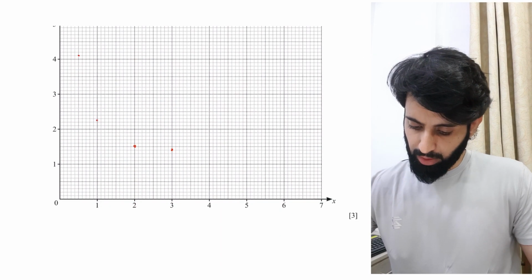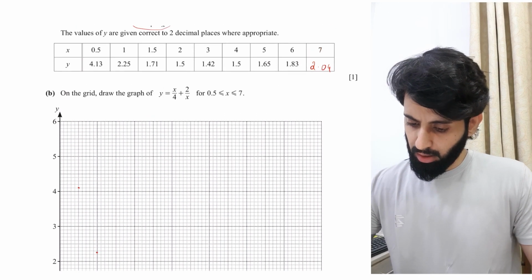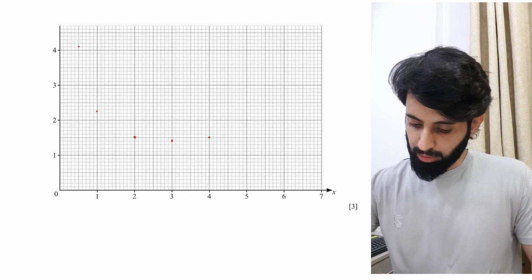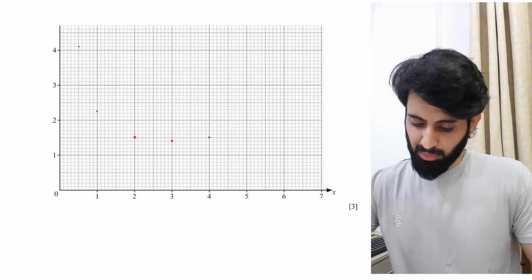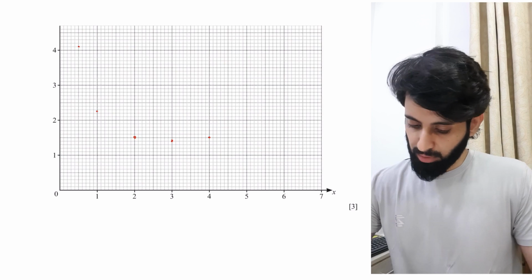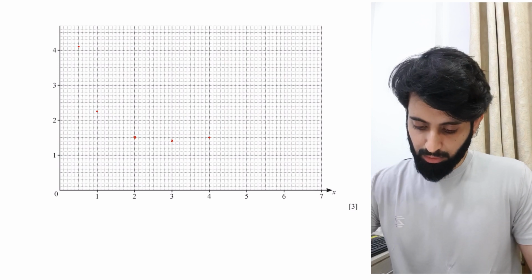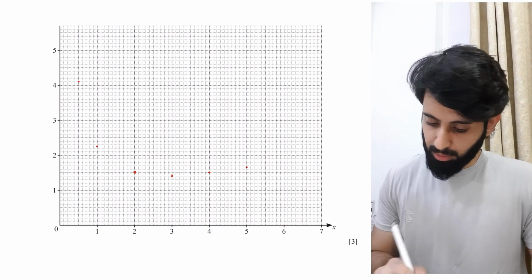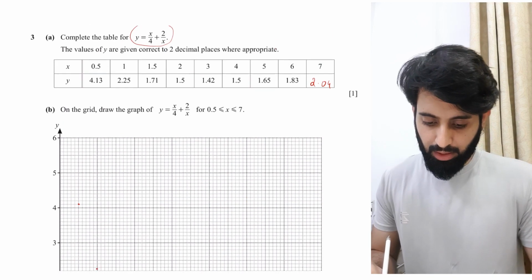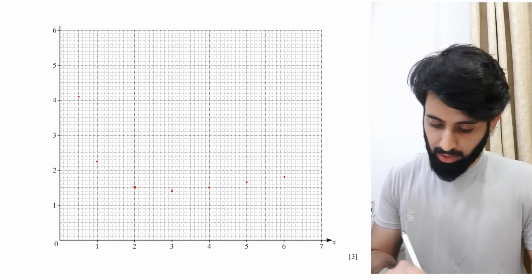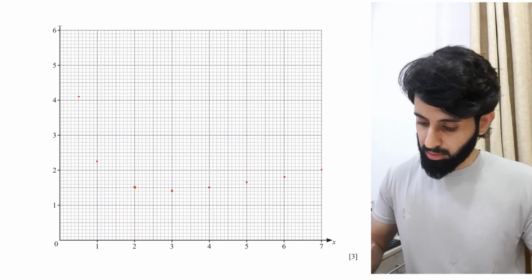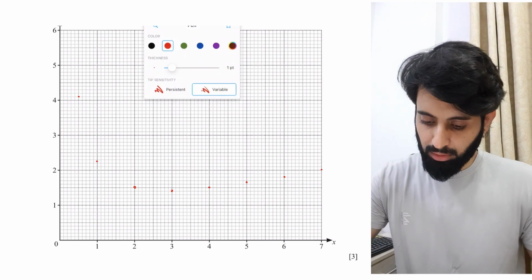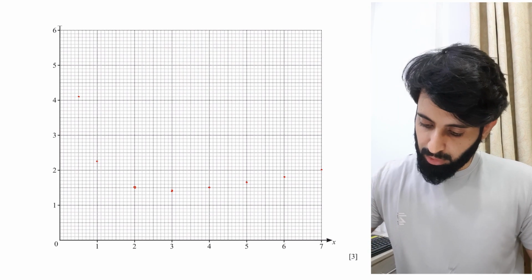Then at 4 you have 1.5 again. And at 5 you have 1.65. So again I'm going to try and place it between 1.6 and 1.7. So here we have 1.5, 1.6, 1.7. Let's place it here. Then at 6 you have 1.83. So this will have to lock at 1.8. And at 7 you have 2.04. So this will have to lock at 2. Now let's make a nice and smooth graph by joining these points.